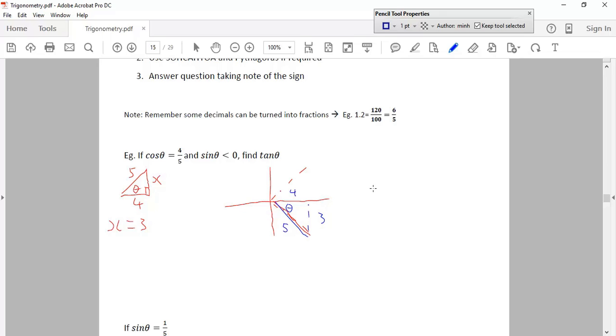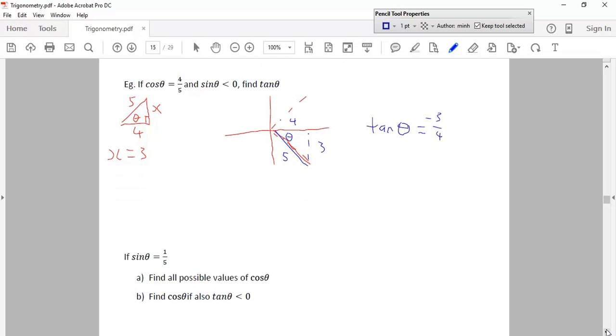So now tan theta is going to be opposite over adjacent, so 3/4. But then, notice how it's in this quadrant. So only cos is positive here, so tan would be negative. So the answer is negative 3/4. So yeah, let's do the next one.